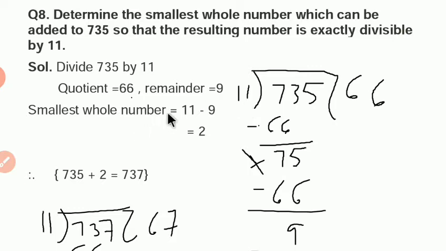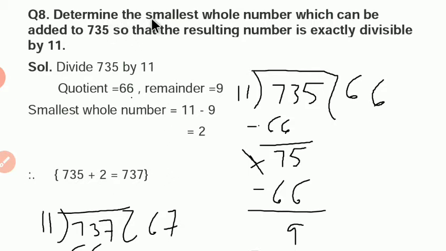So the smallest whole number will be 11 minus the remainder 9. 11 minus 9 is equal to 2. So the smallest whole number is 2. Now we have to add it to 735: 735 plus 2 is equal to 737.